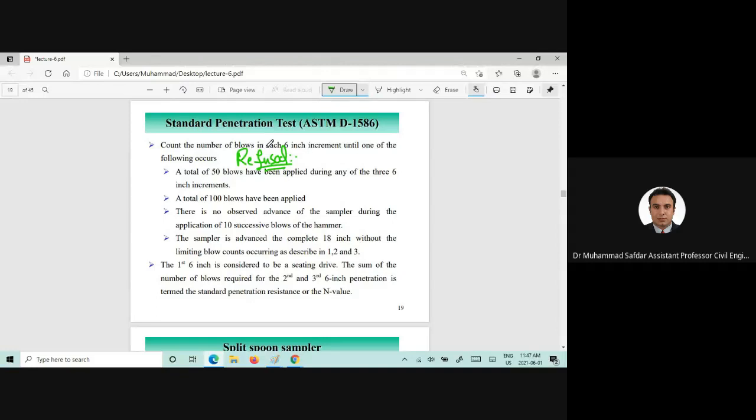that we need to count the number of blows, but if a total of 50 blows have been applied during any of the 3 6-inch increments, it means that we are hitting the bedrock there and a very hard stratum is there, so we need to stop at that particular point, and we will refuse. We will terminate the test. Okay. And a total of 100 blows if we are counting for 3 consecutive intervals. So if we reach 200 blows at that particular point, we will also terminate and stop the test.